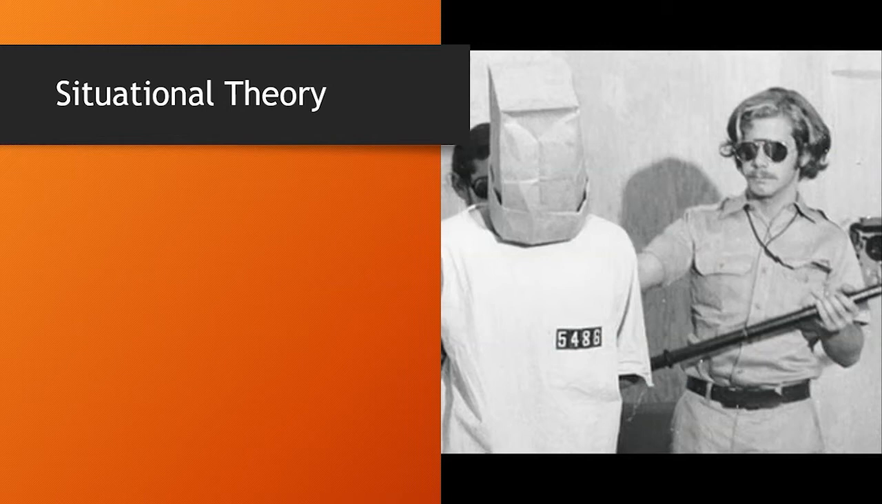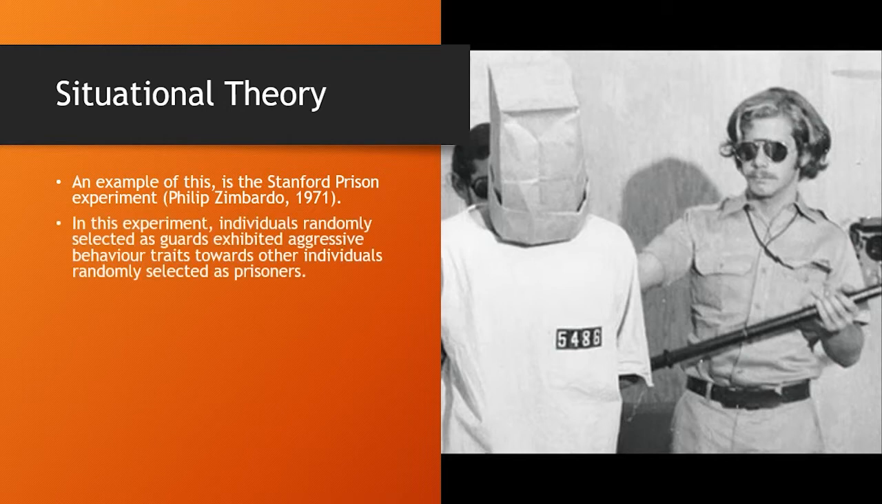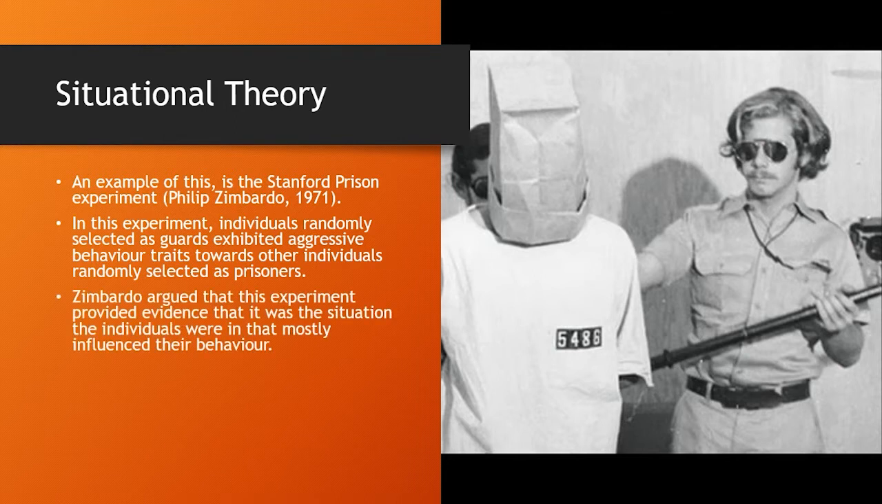This was based on research by Zimbardo. An example of this would be his Stanford prison experiment in 1971, which we'll look at in later videos. In this experiment, individuals were randomly selected as guards and exhibited aggressive behavior towards individuals who were selected as prisoners. Zimbardo argued that this experiment provided evidence that no matter what type of person you are, the situation that you're in is what is most likely going to affect your behavior. He basically said that when you put somebody in an aggressive situation, they're more likely to become aggressive.